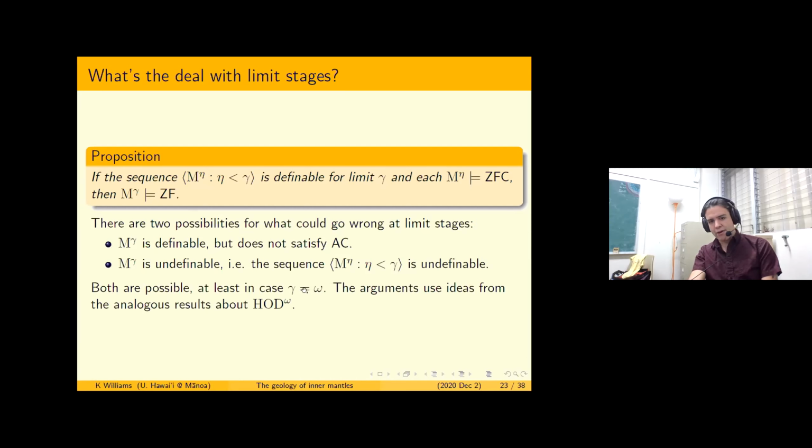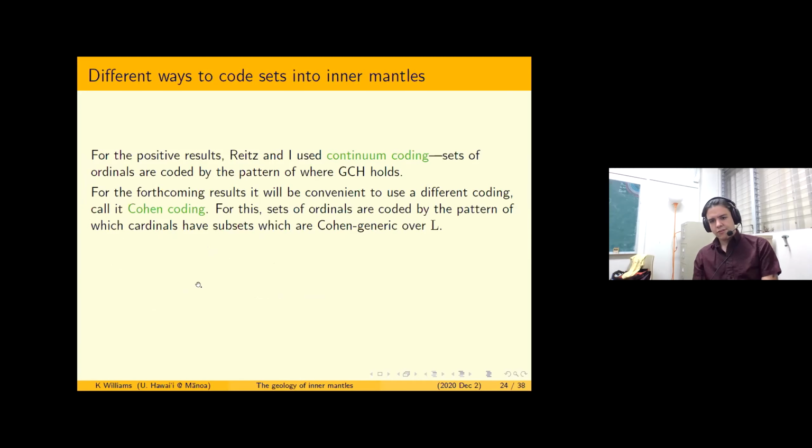I'm going to do it for gamma equals omega. And this basically is an adaptation of the negative results about the omega iterated HOD. Okay, so let's talk about coding sets and inner mantles. For the positive results, Jonas and I used what let's call continuum coding. So we coded sets of ordinals by the pattern of where GCH holds and fails. If a set of ordinals is an ordinal sequence of zeros and ones, you just look at where 0 is GCH fails, 1 is GCH holds, and you can just read off the zeros and ones.